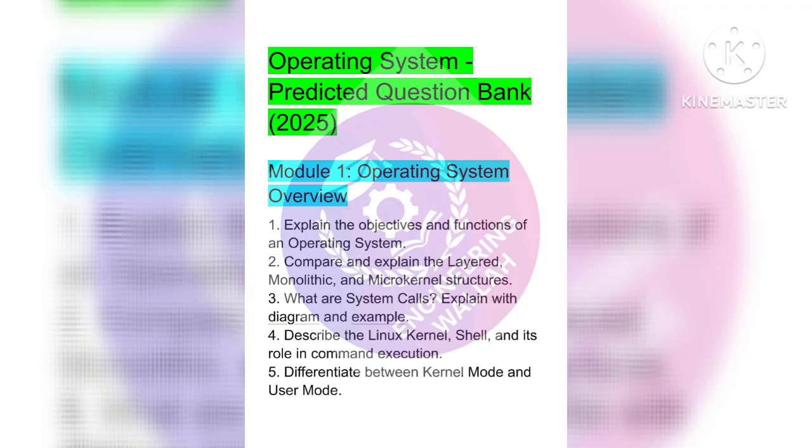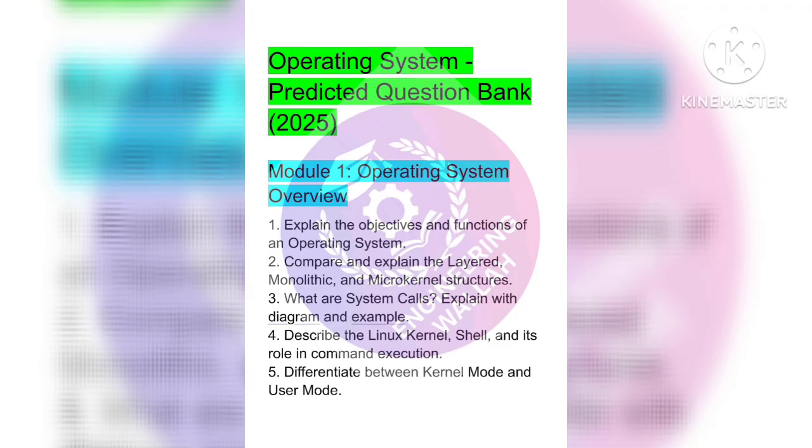3. What are system calls? System calls allow user programs to interact with the OS. Common examples include read, write, open, and close. We'll explain this with diagrams and real-world examples. 4. Describe the Linux kernel and shell. The kernel interacts directly with hardware, while the shell takes user commands and communicates with the kernel.